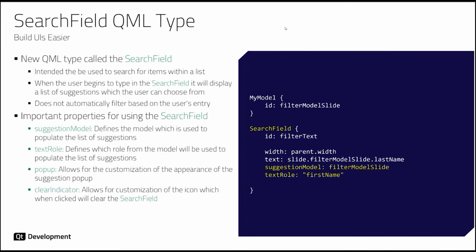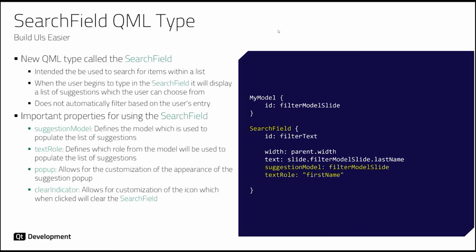And next, we'll talk about the SearchField QML type, which is also new as of 6.10. So the SearchField QML type is intended to be used to search for items within a list. So basically, it's an editable text line where you begin to type in within the search field. It's going to display a list of suggestions that you can choose from. It is important to note that although it is showing these suggestions, it doesn't automatically handle the filtering based on your entry. So in our example here, we'll pair it with a sort filter proxy model in order to flesh out the rest of that filtering behavior.